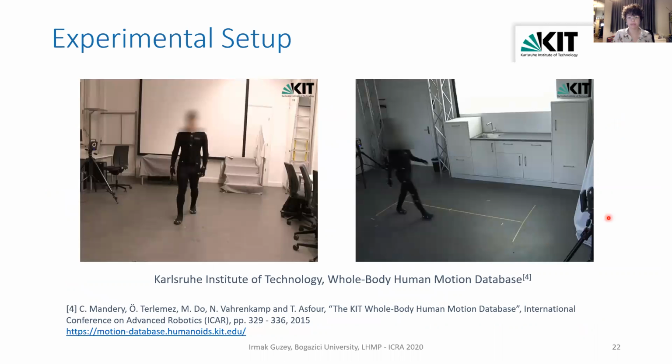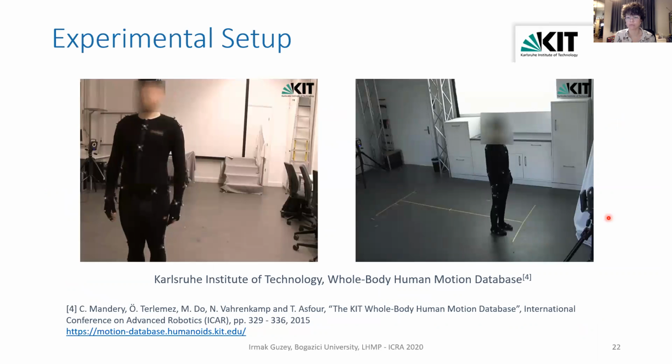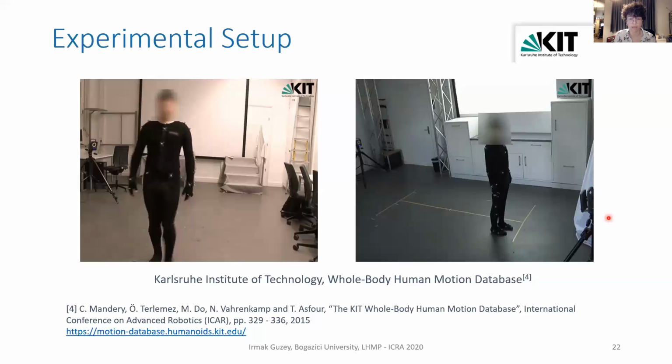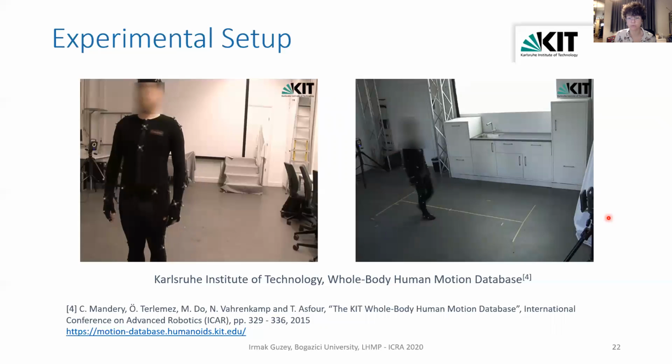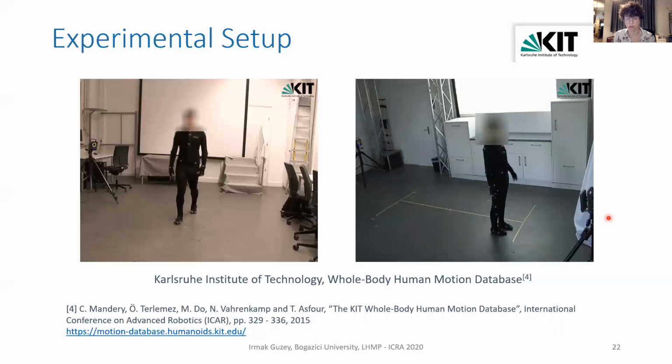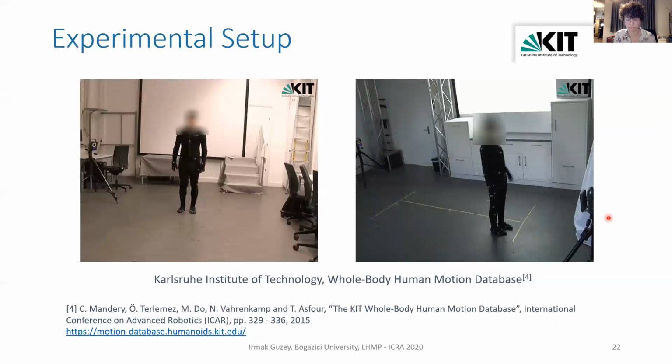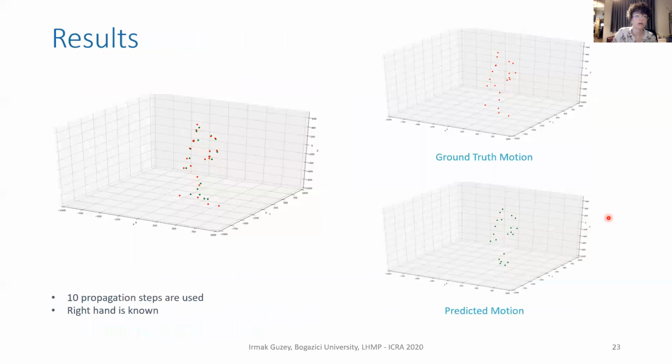Now, as experimental setup, for training and testing the model, we used the Karlsruhe Institute of Technology Whole Body Human Motion Database. It consists of 3D positions of joints through multiple movement trajectories. For now, we used only 2 walking trajectories of the same type to train and test the model. And here are our results.